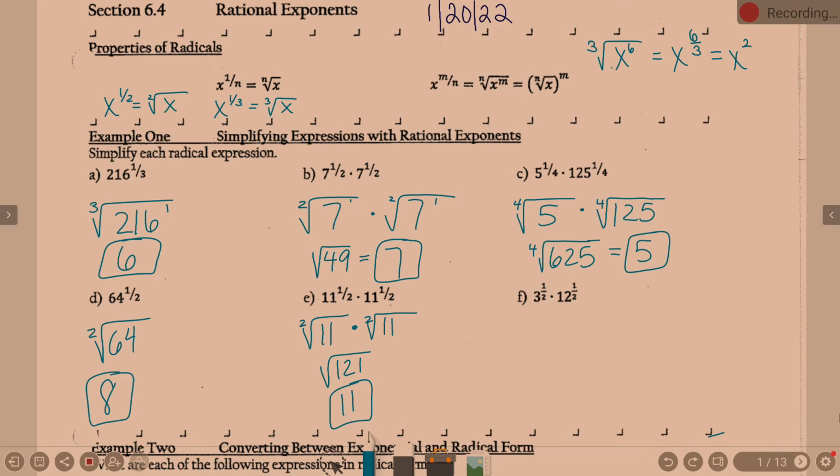Okay, F. What does 3 to the 1/2 mean? It's going to go under the radical because it's a denominator of 2. It's the square root of 3. What's 12 to the 1/2 mean? Because there's a denominator of 2, it's the square root of 12. Square root of 3 times square root of 12. Square root times the square root, you just multiply them as long as they're both square roots. And we have the square root of 36. But the square root of 36 is 6.